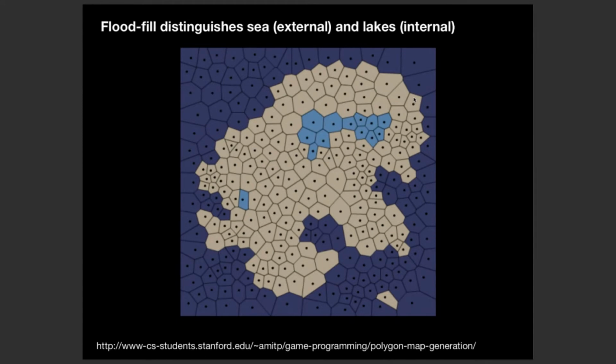Right, you can then also look at whether things are connected. Is there a path from my water polygon to the edge of the map? If it is, then it's sea. If it's not, then it's obviously bound by land, so that's not sea, that's lake.